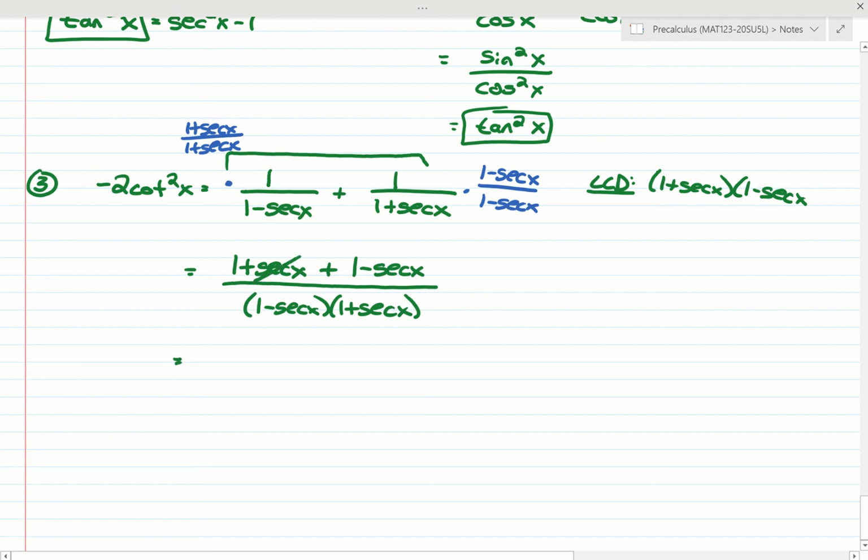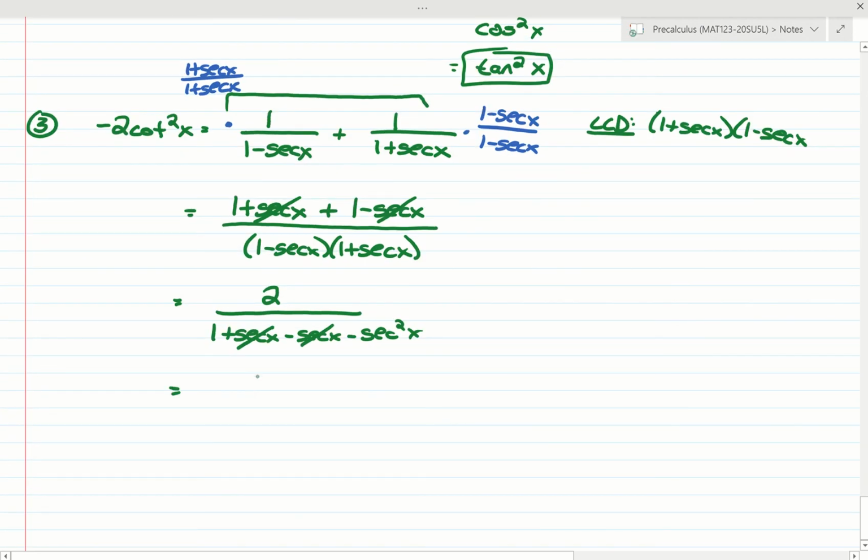In the numerator, these cancel. 1 plus 1 is 2. And in our denominator, 1 times 1 is 1. I'm just going to FOIL that out or distribute it. Secants cancel. And we see the same Pythagorean theorem that we had before. 1 minus secant squared of x.